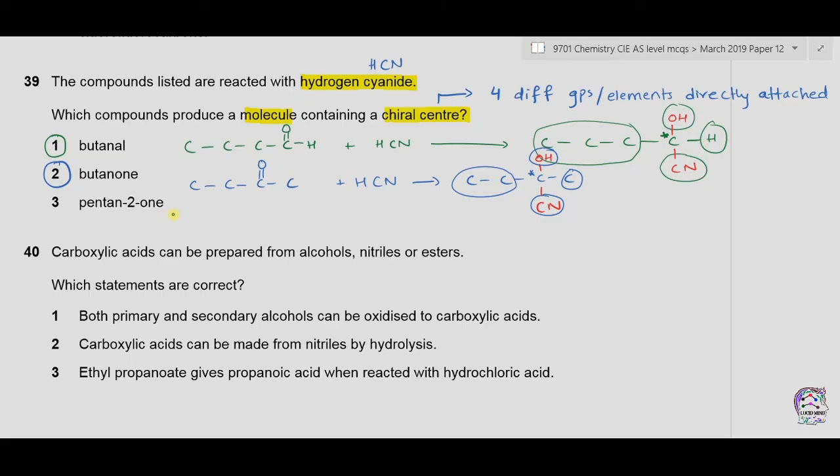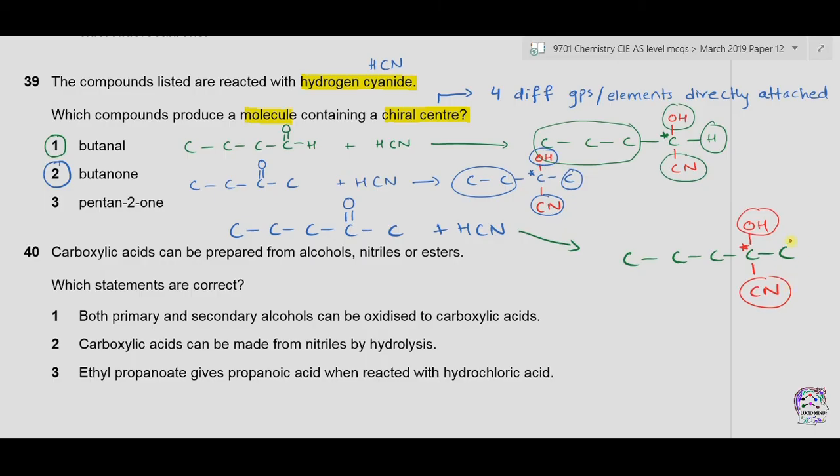Option 3 is pentan-2-one, in which we have 5 carbon atoms. And on second one we have ketone. It will react with hydrogen cyanide in a similar manner, and the product formed will be: the double bond oxygen will convert into OH, and CN is also attached with the same carbon atom. Now we can say that as all 4 groups attached are different, so therefore this is also chiral center. So all options 1, 2 and 3 are correct, so therefore answer is A.